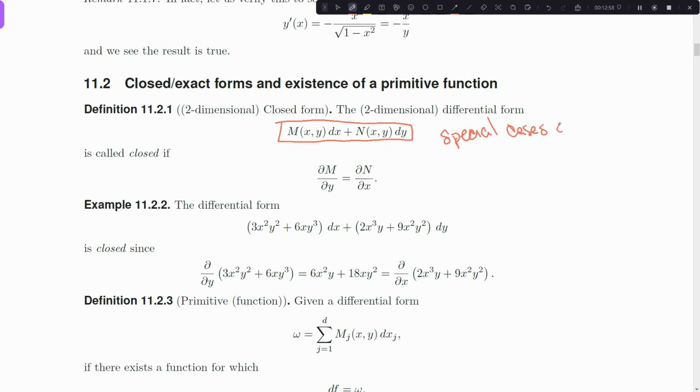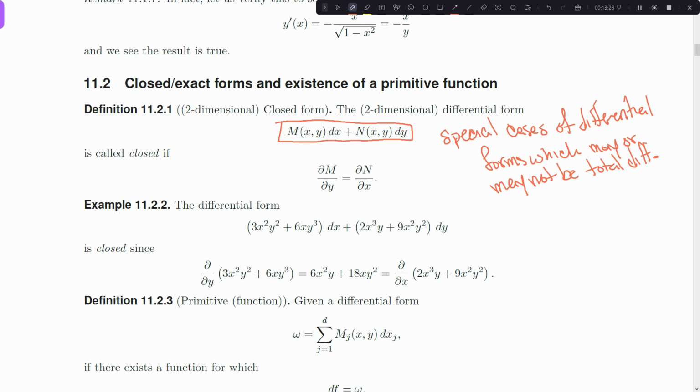Actually, they're special cases of differential forms which may or may not be total, right? They might be total differentials, they might not be total differentials, and actually closed and exact are one way of us testing whether or not these are total differentials.